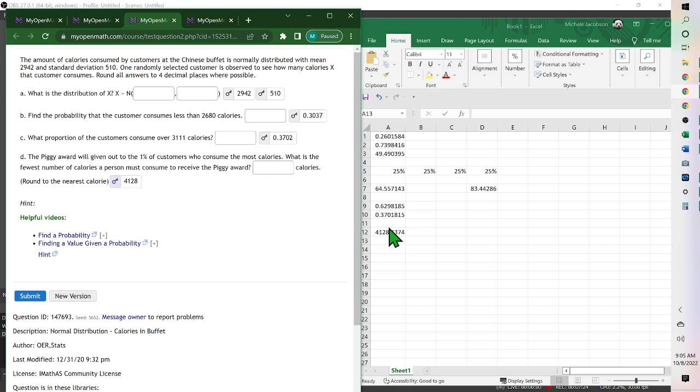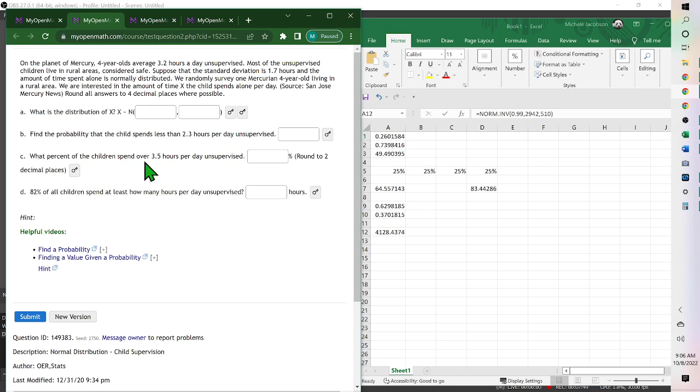There you go. So in this one, I used the 0.99 because it said 1% is above. So remember, this uses below, so we need to know what's below. If 1% is above, 99% is below. So that's why we had to use 99. One more.